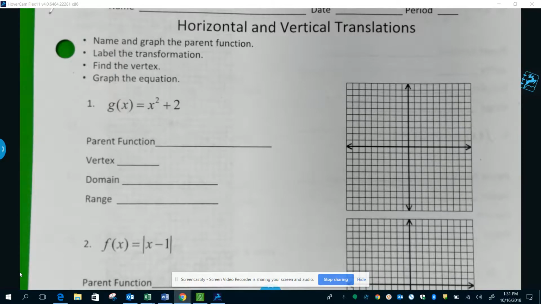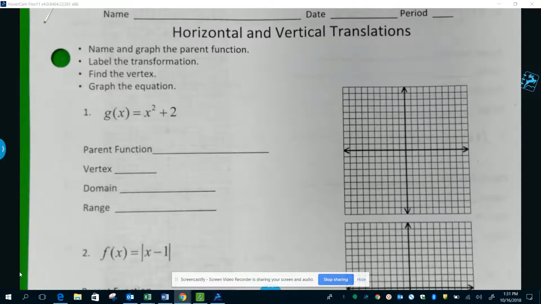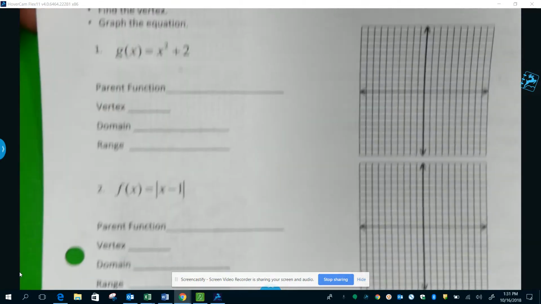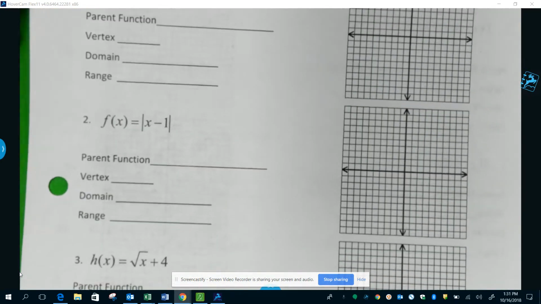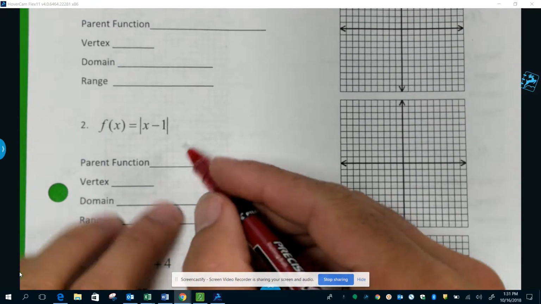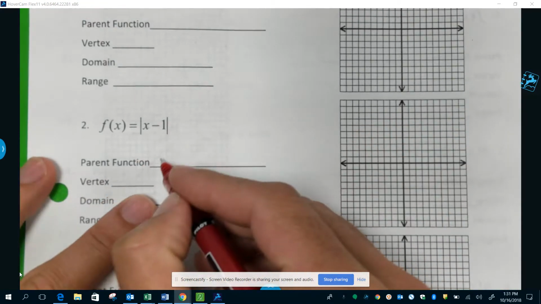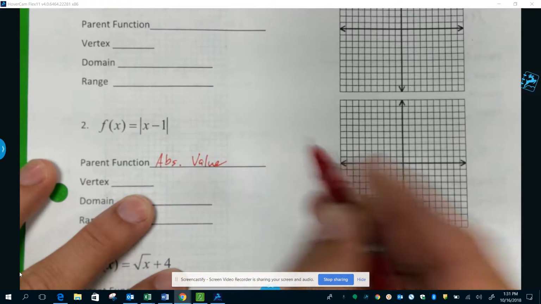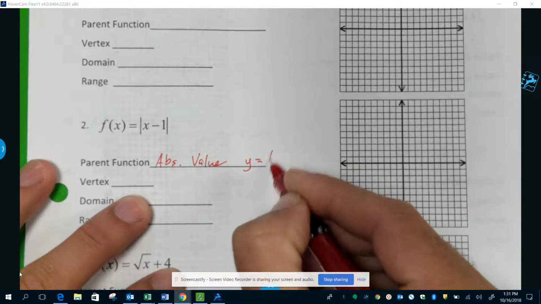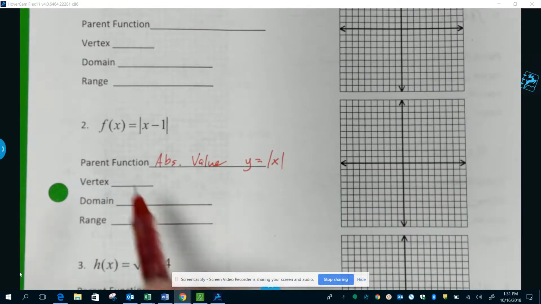Today we're talking about horizontal and vertical translations. So we are shifting our parent functions horizontally and vertically. So if we look at number 2, here we have an absolute value function. Our parent function is absolute value, with the equation y equals absolute value of x.